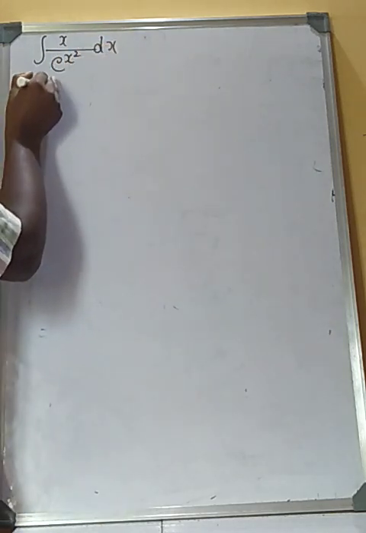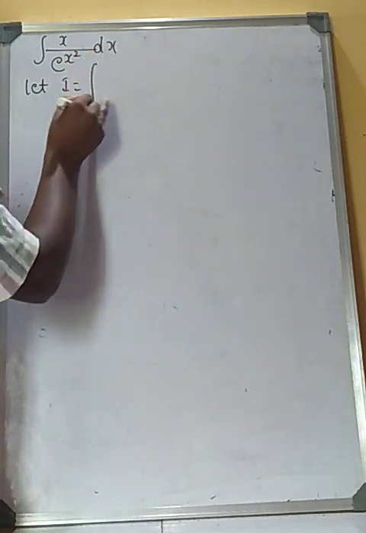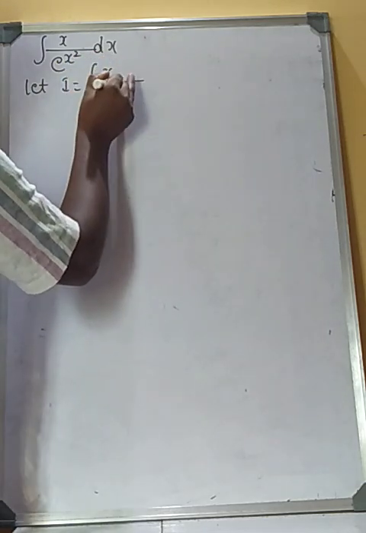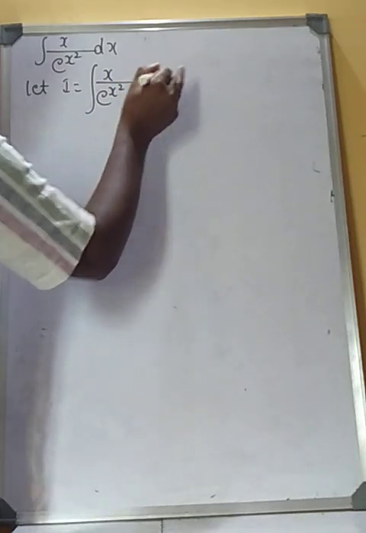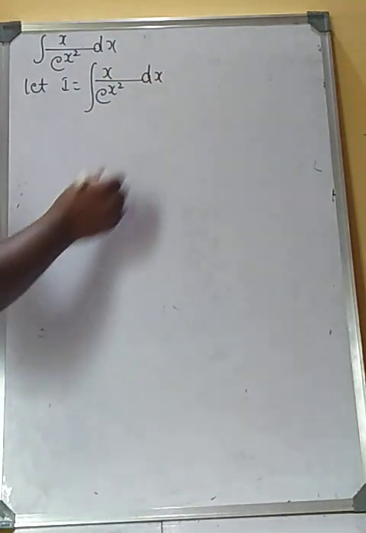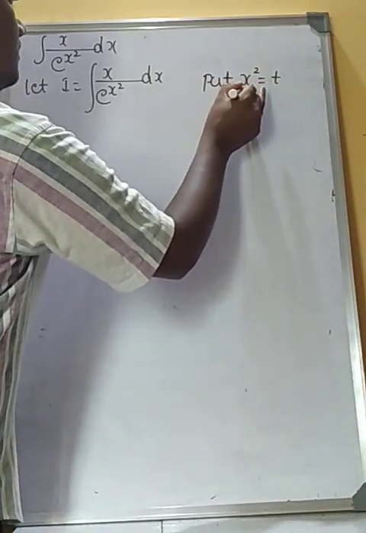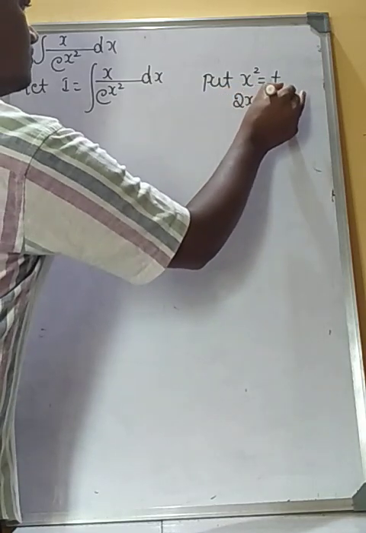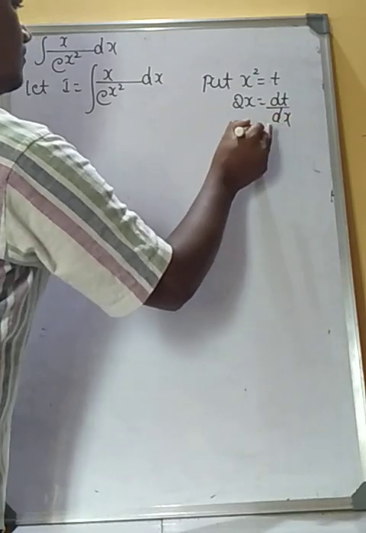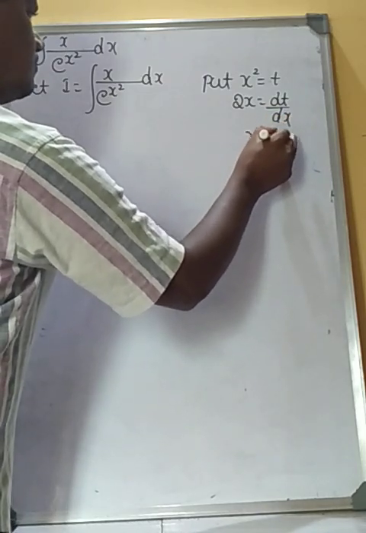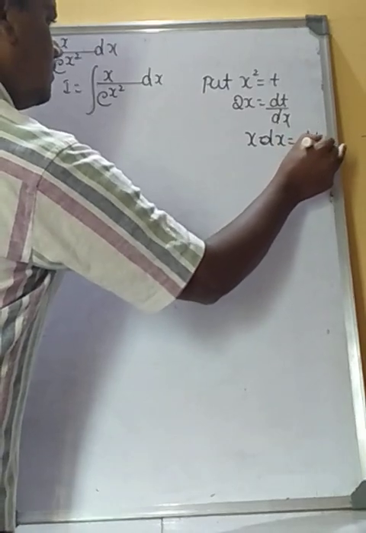Right, next one more: integral of x divided by e power x square into dx. So let I be equal to the integral of x divided by e power x square into dx. Suppose x square is equal to t. 2x is equal to dt by dx. Therefore x into dx is equal to dt by 2.